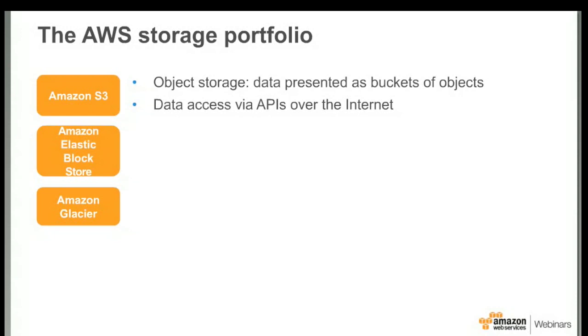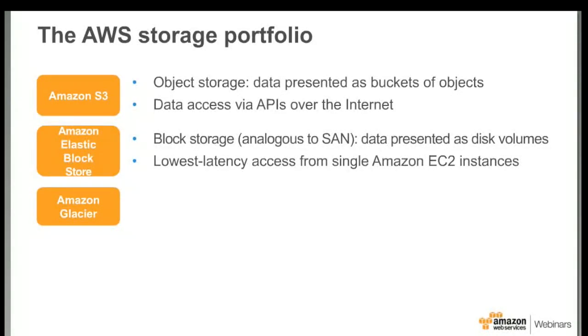S3 is object storage. An object is a piece of data like a document or an image or a video that's stored with some metadata in a flat structure. And S3 provides that data to applications via an API that's accessed over the internet. With S3, it's super simple, for example, to build a web application that delivers content to users, again, by making calls to the API over the internet.